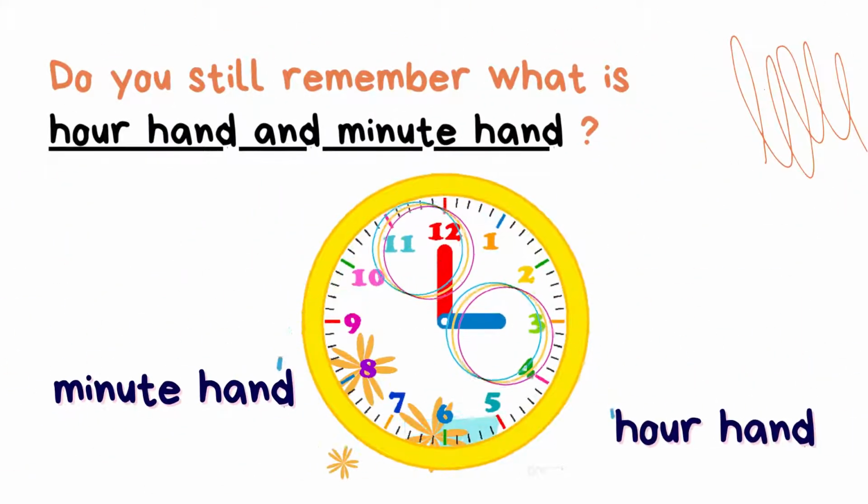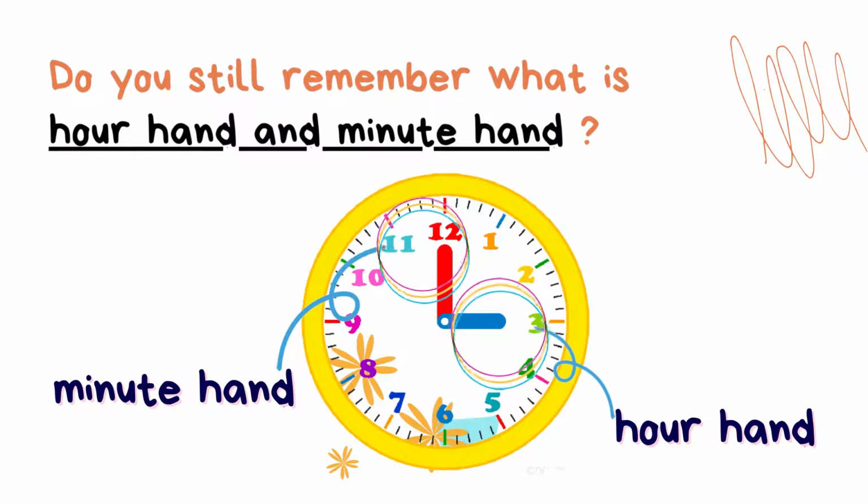Do you still remember the hour hand and minute hand? The hour hand is the short hand on the clock face. As shown here, the blue color hand on the clock face is called the hour hand. And the red color hand, which is the longer one, is called the minute hand.